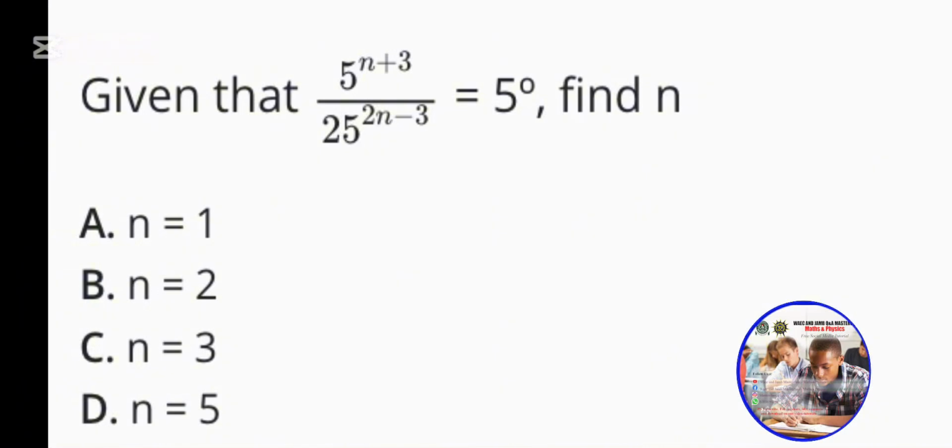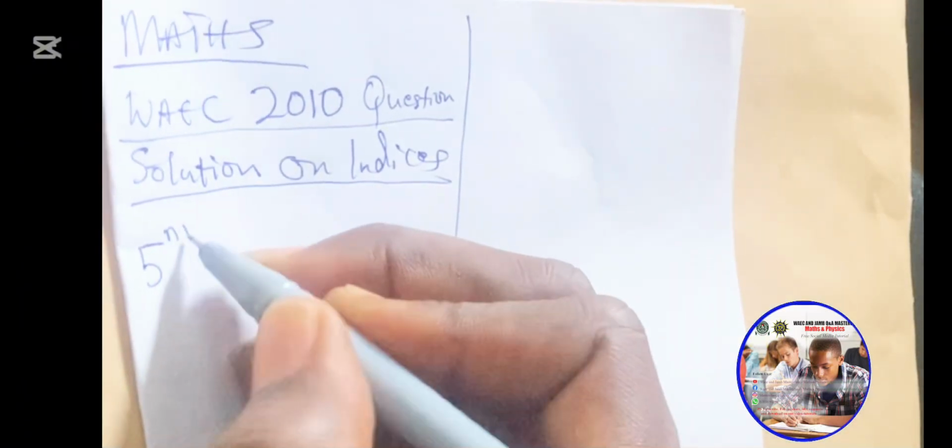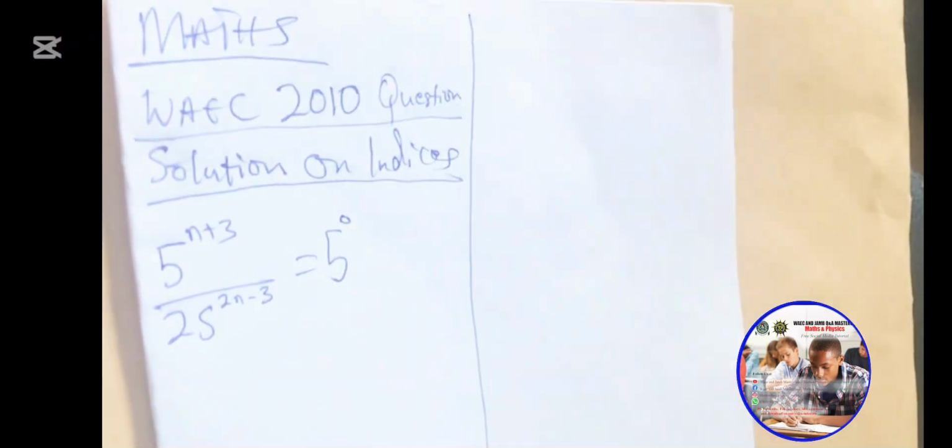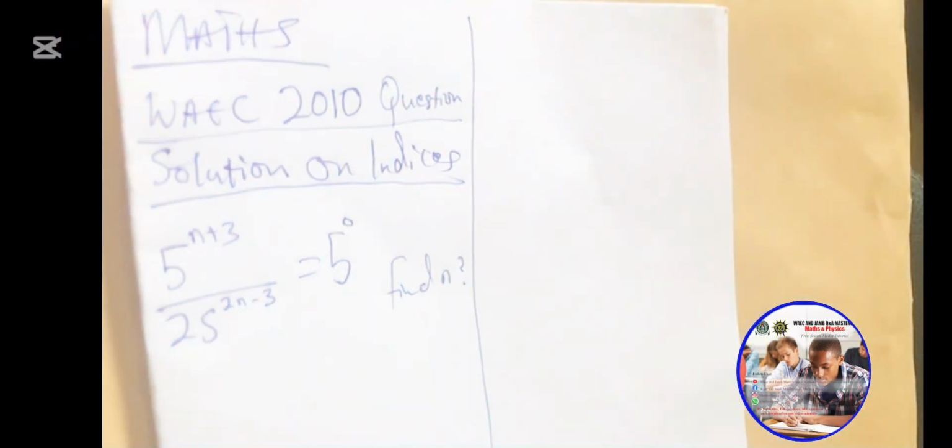Alright, for today's tutorial, indices is all about applying the laws of indices. You need to master the 8 laws of indices in order to resolve all questions regarding indices. In this question, they say given 5 raised to power n plus 3 over 25 raised to power 2n minus 3 equals 5 raised to power 0. Find n. So I'm going to write the question down. So we say 5^(n+3) over 25^(2n-3) equals 5^0. Then we should find n. So n is what you're looking for.